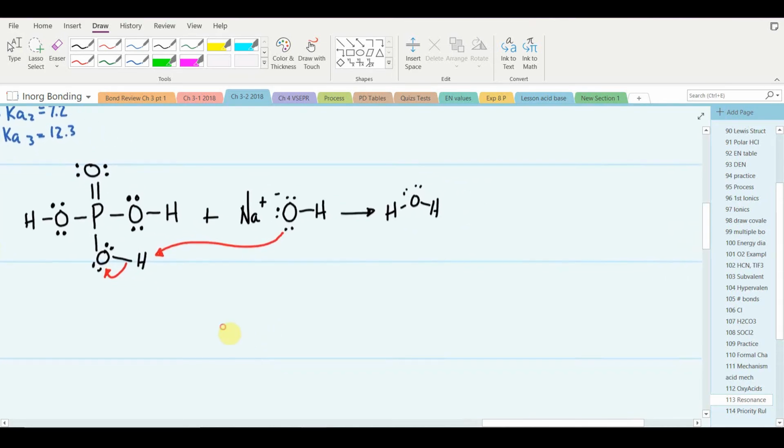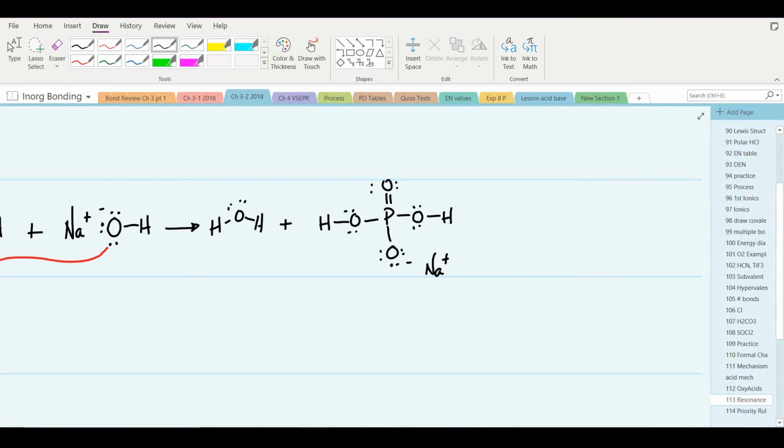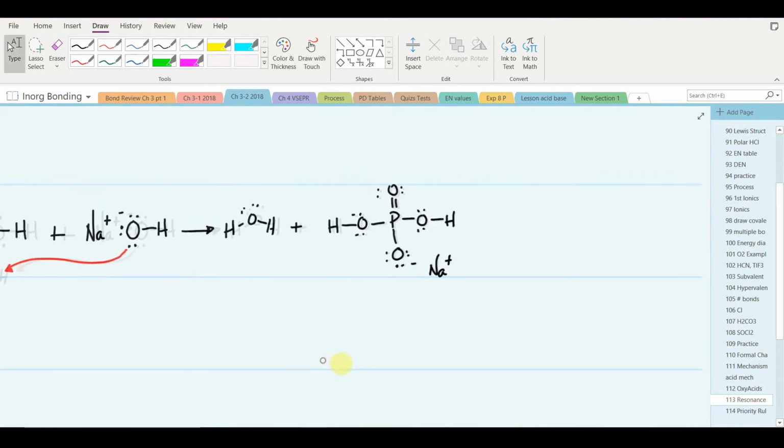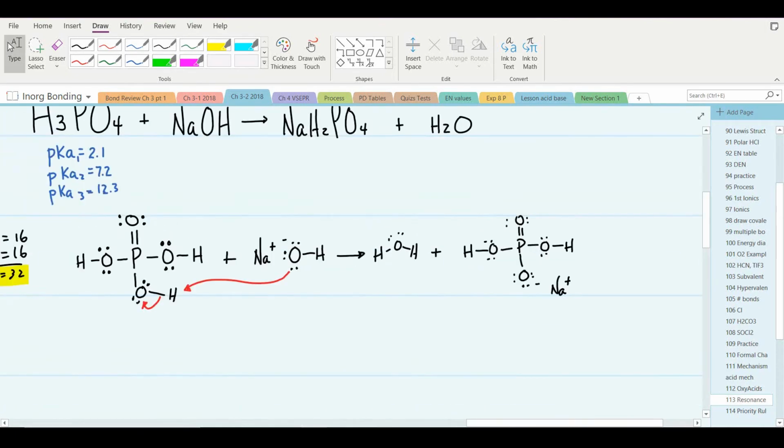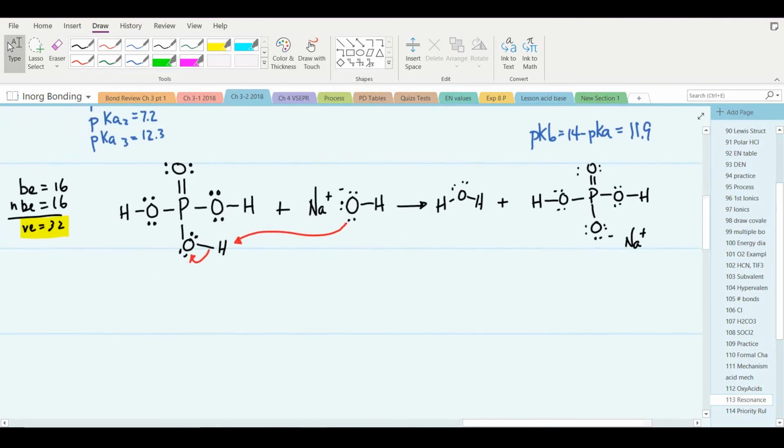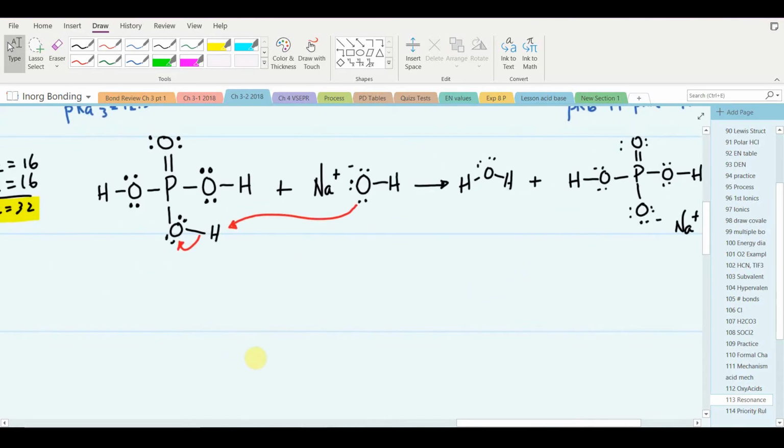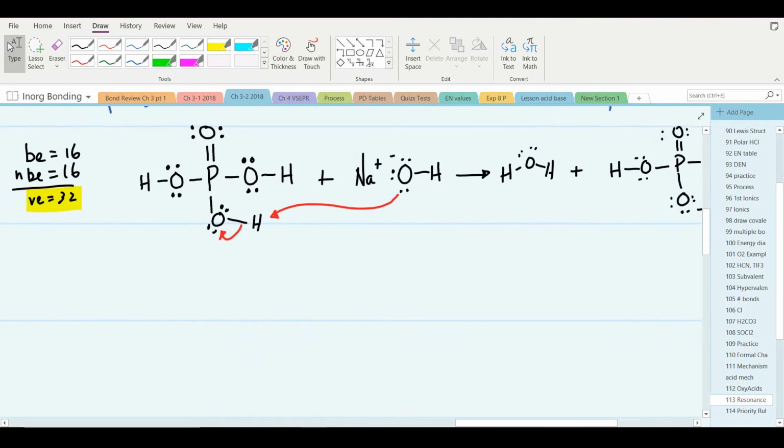And we'll get monosodium dihydrogen phosphate. What would be the pKb of monosodium dihydrogen phosphate? It would be 14 minus the pKa of phosphoric acid. 14 minus 2.1, 11.9. Okay, so what about dihydrogen phosphate? It is also weakly acidic.